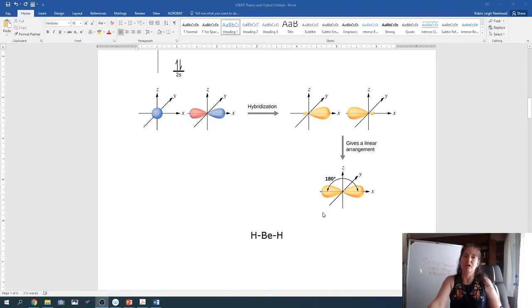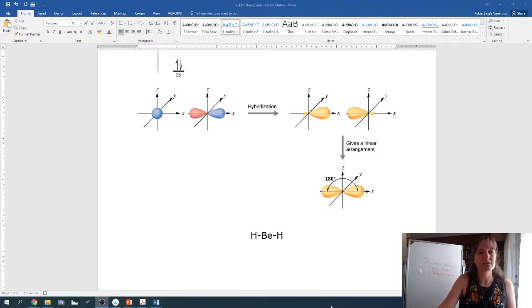One example of a substance that forms a linear arrangement with sp hybridization is beryllium hydride. Beryllium is a metal, but its electronegativity is high enough that when it bonds to hydrogen, instead of forming an ionic bond, it actually forms a covalent bond. Polar covalent, but in this case, it ends up being nonpolar because hydrogen is on both sides.